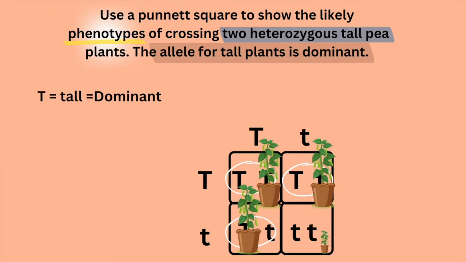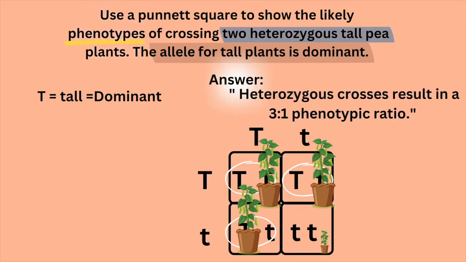The answer given by ATI was this. Heterozygous crosses result in a 3:1 phenotype ratio. In other words, we have 3 tall plants to 1 short plant. If we cross big T, little t genotype with another big T, little t genotype plant, we're going to get a 3:1 phenotype ratio.